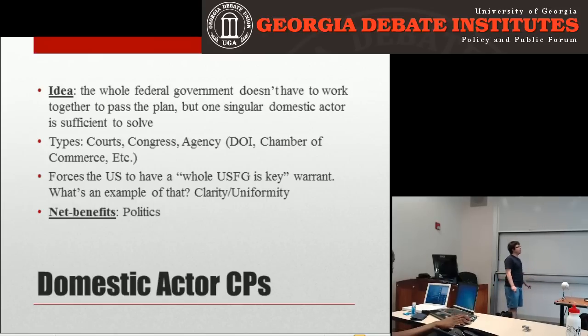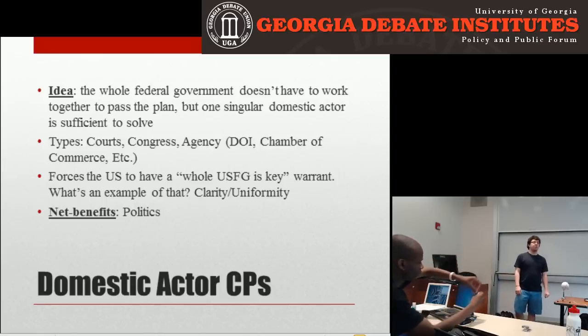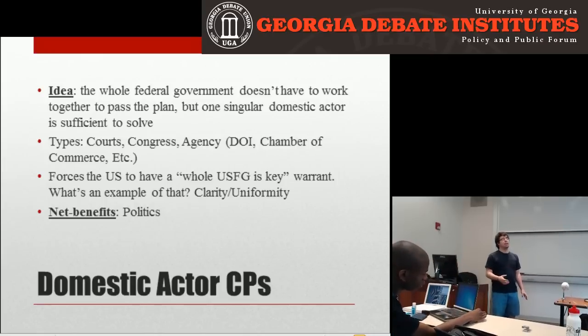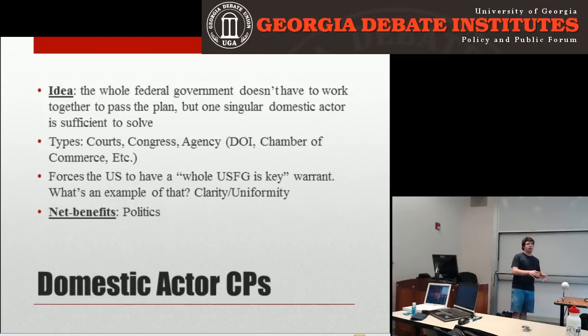And the main net benefit that you'll see to these types of counterplans is the politics disad, because usually the negative will say that the affirmative has to defend some policy created by President Obama, and that the counterplan avoids political backlash because it narrows the implementation of the plan to one domestic actor, and Obama is able to shield the blame. So does that make sense a little bit without going into too much of the politics disad? Okay.